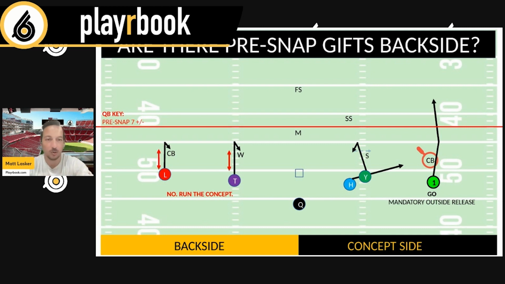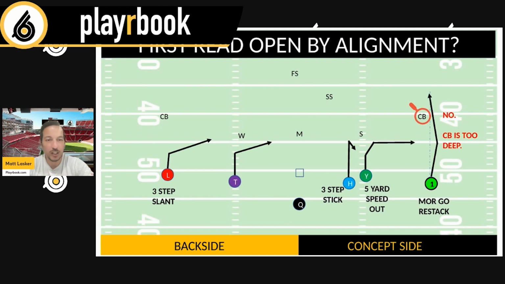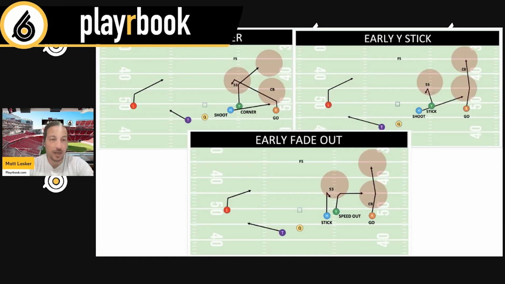Okay. So we'll get into that more later, but really is our first read open by alignment. That's where I want to spend just a little bit of time, because you can see, as I talked to you guys about in a previous video, our 3 core plays are all attacking the same 3 pieces of grass on a single side of the field every single time. And the first read is attacking this deep third piece of grass.